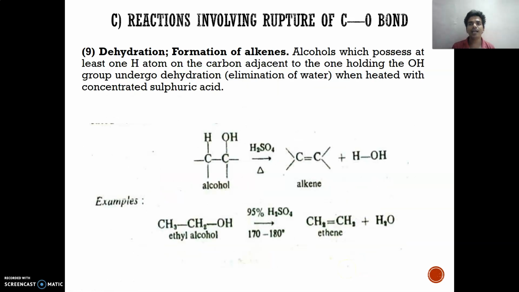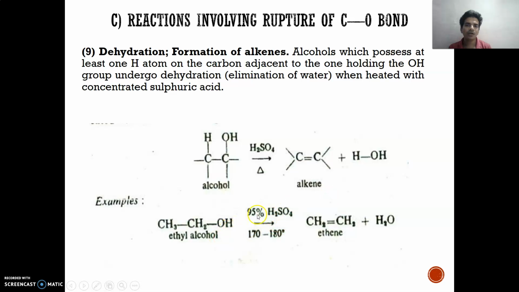The next is dehydration, that is formation of an alkene. Here an alcohol which possesses at least one hydrogen on the carbon atom adjacent to the one holding the OH group undergoes dehydration in the presence of concentrated H2SO4 and heat, and it will give an alkene.